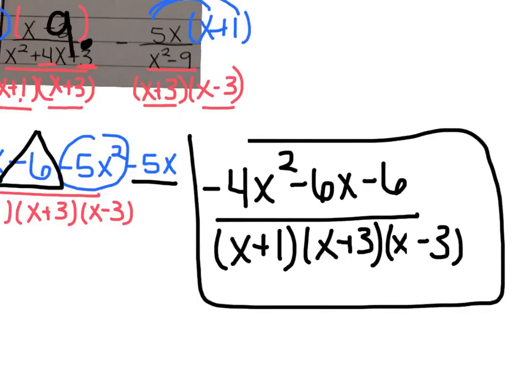There were some people that wanted to pull out on the numerator a negative 2. That is a good answer, so if you wanted to do that, you can.